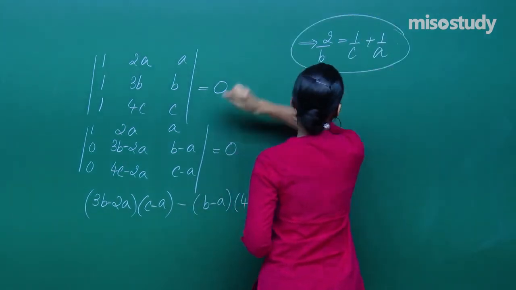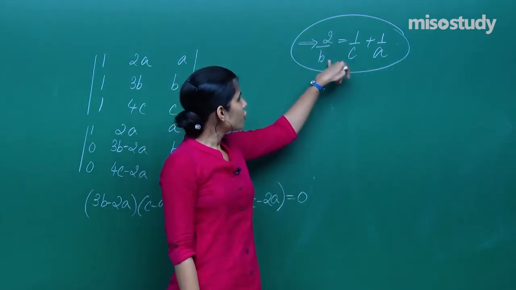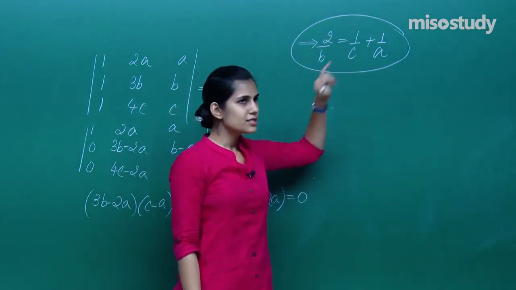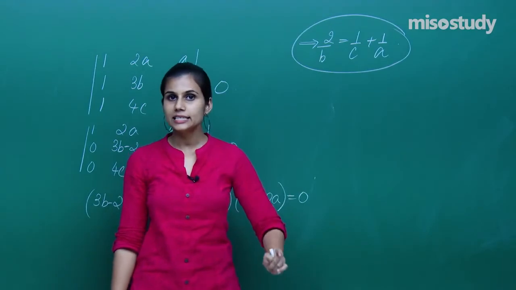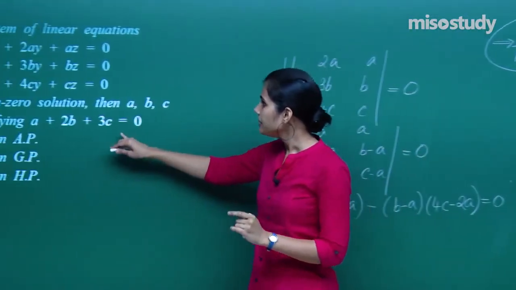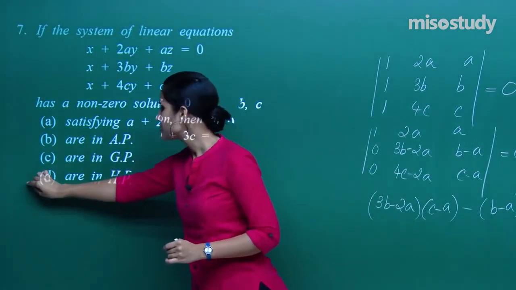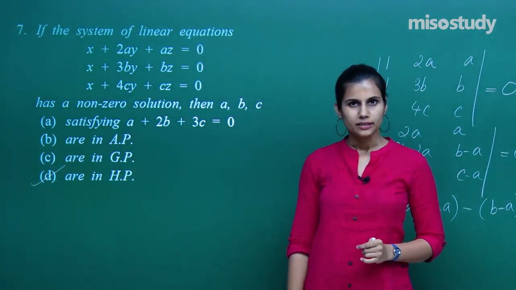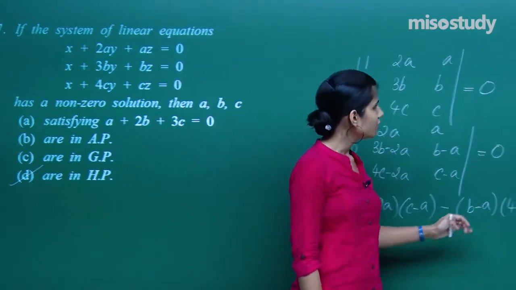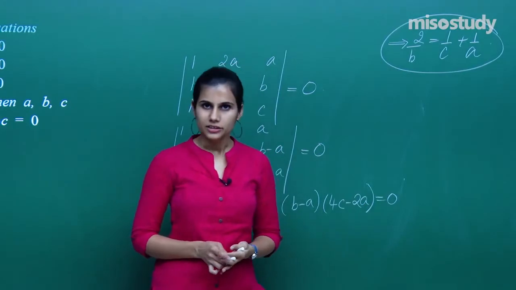And what is the meaning of this? Twice the reciprocal of B is the reciprocal of A plus the reciprocal of C. That means A, B and C are in HP. It is being asked whether A, B, C are in AP or GP or HP. Answer is they are in HP. Clear? You can very easily solve this. You directly get this particular answer and then you can conclude A, B, C are in HP.